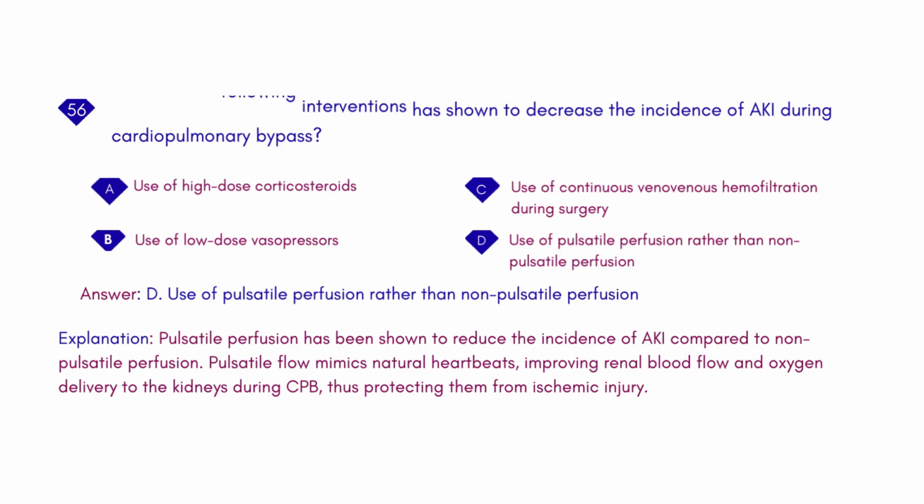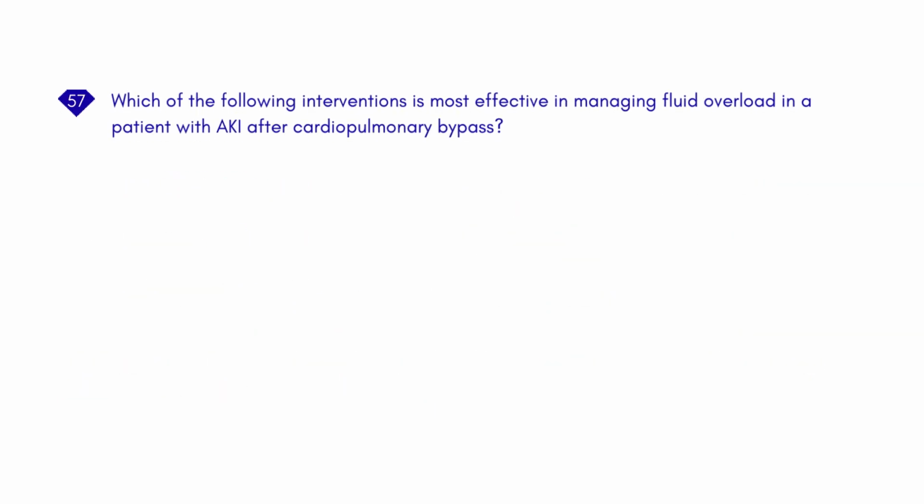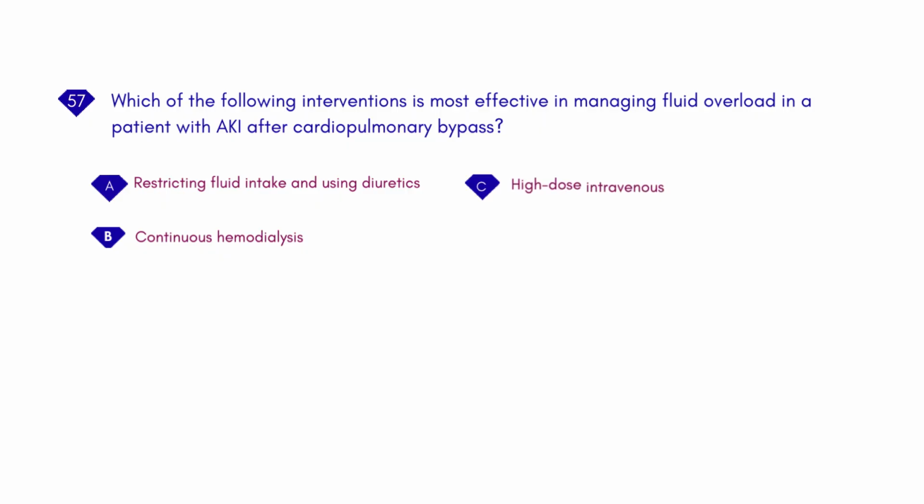Which of the following interventions is most effective in managing fluid overload in a patient with AKI after cardiopulmonary bypass? A. Restricting fluid intake and using diuretics. B. Continuous hemodialysis. C. High-dose intravenous corticosteroids. D. Inhaled nitric oxide therapy.